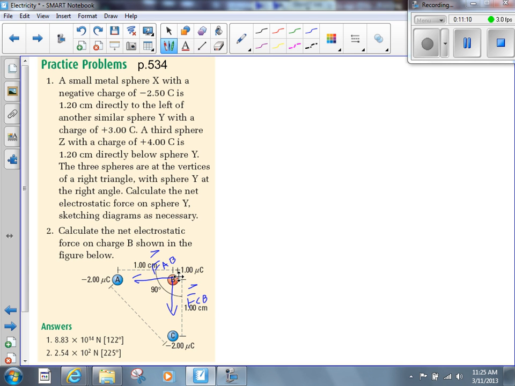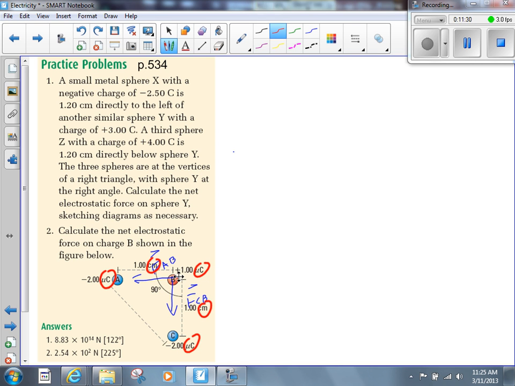We're not trying to find the force on C. We're trying to find the force on B. Now, we've got the direction of both of those forces. Let's calculate the values of both of those forces now. We've got to be careful with a couple of things here. We've got some different units going on here. Microcoulombs for the charge and centimeters for the distance.